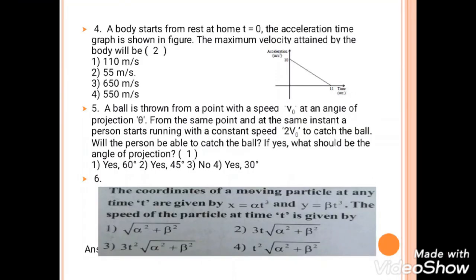Therefore the area of the triangle will give you the maximum velocity, half base into height. We can use any of the sides as the base and height. Therefore, half into 10 into 11 is equal to 55 meters per second, the maximum velocity. So that is the correct option. You can get it done.